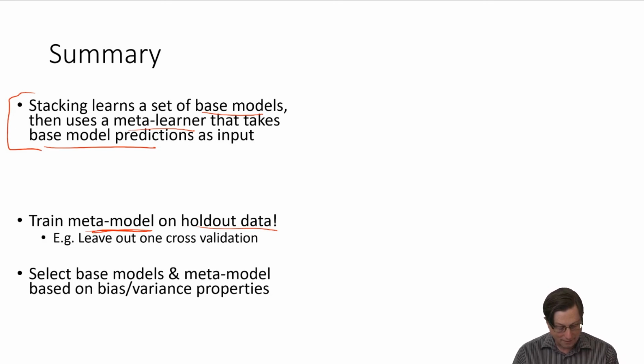And you want to select the base models based on the bias variance properties. So you want to make sure that the base models learn the problem in different ways and that the meta model has enough complexity to understand the interrelations of the base models and to figure out how to combine their votes in the various contexts that it might see.